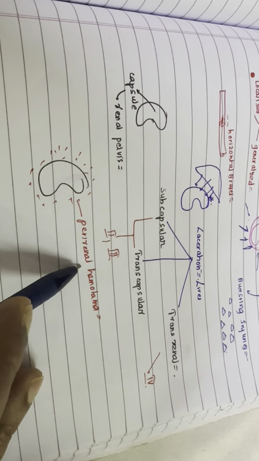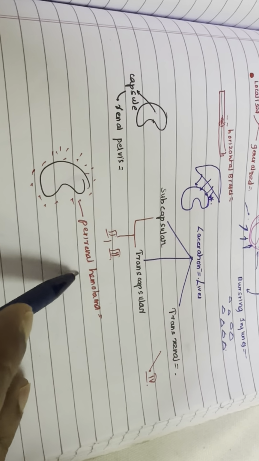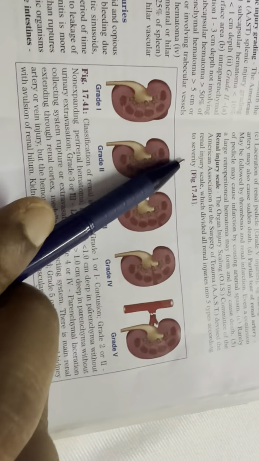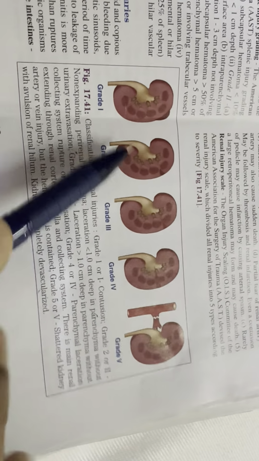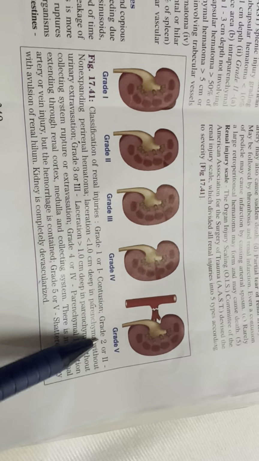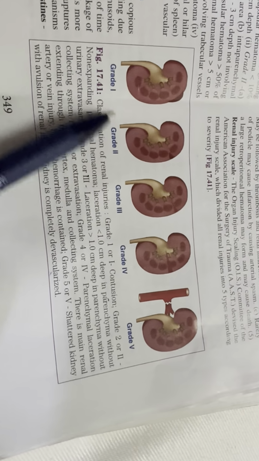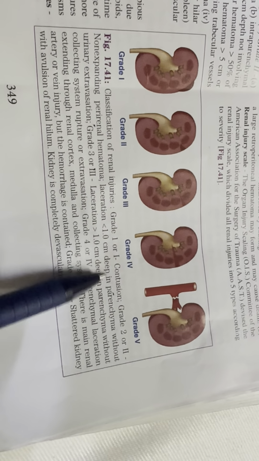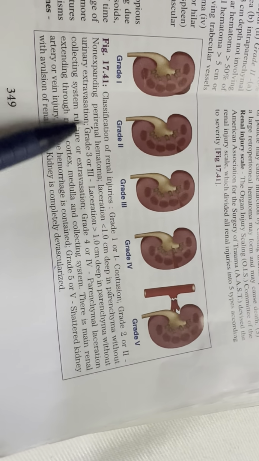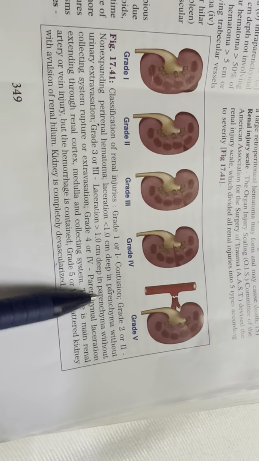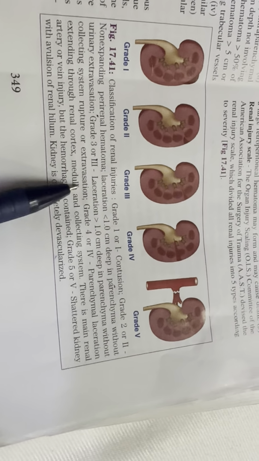Renal injury scale. Organ injury scaling by a committee of the American Association for the Surgery of Trauma, AAST, divides the renal injury scale into 5 types according to severity. Grade 1, contusion. Grade 2, non-expanding perirenal hematoma, laceration less than 1 cm deep in parenchyma without urinary extravasation. Grade 3, laceration more than 1 cm deep in parenchyma without collecting system rupture or extravasation.